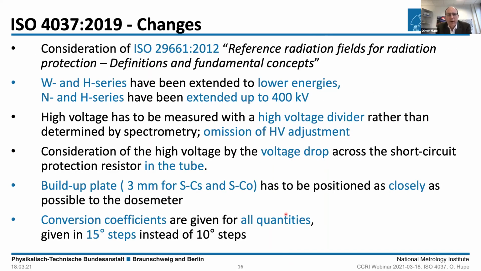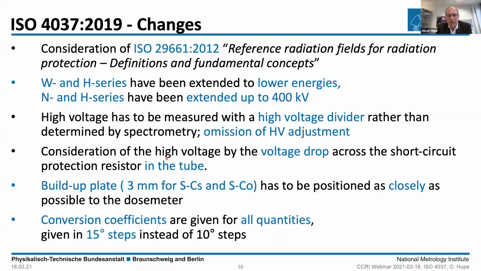What changed? So we included the new 29661. We have extended the W and H series to low energies, and we have extended the N and H series to 400 keV. So we have new qualities. The high voltage should be measured with a high voltage divider instead of using spectrometry, and the old possibility to adjust the high voltage is not needed anymore, because if you follow these requirements, you don't have to adjust the high voltage to fit the half-value layer.